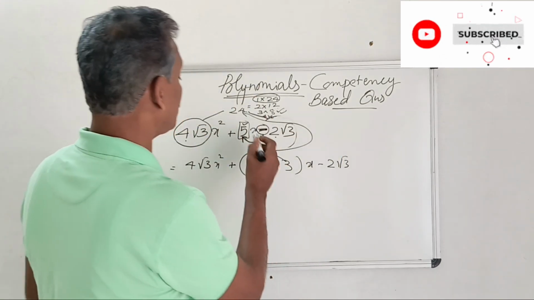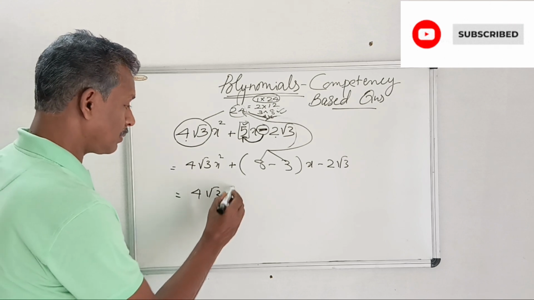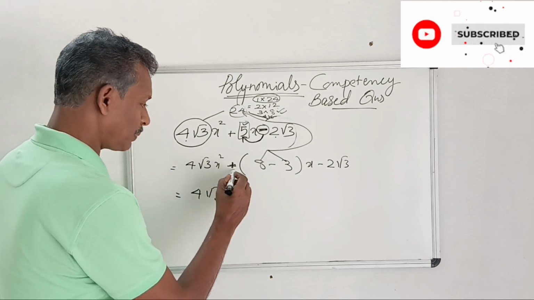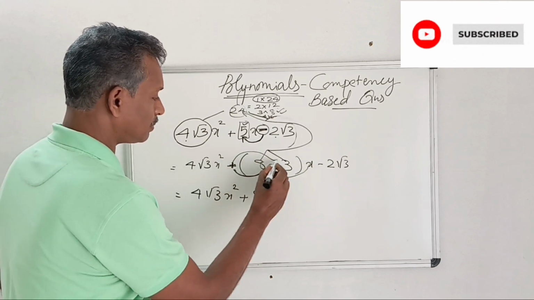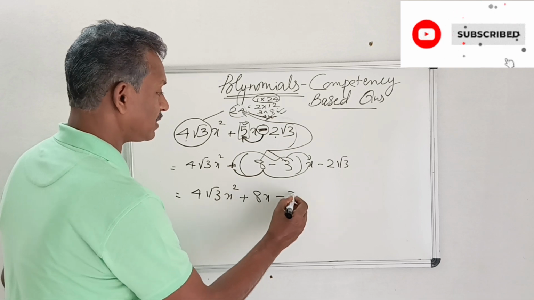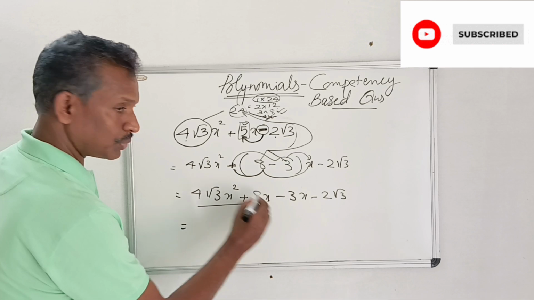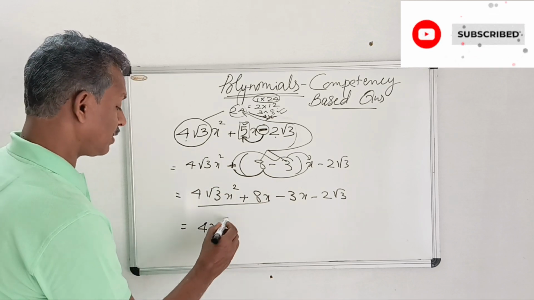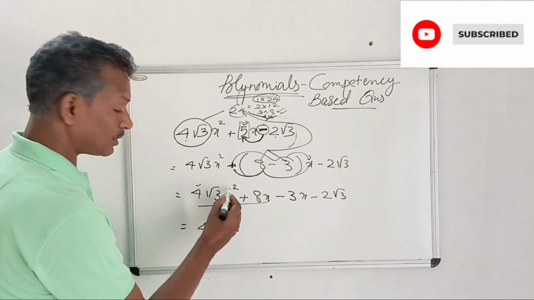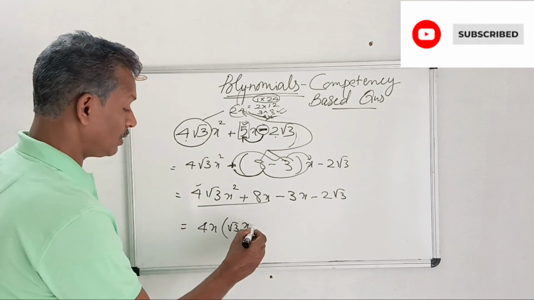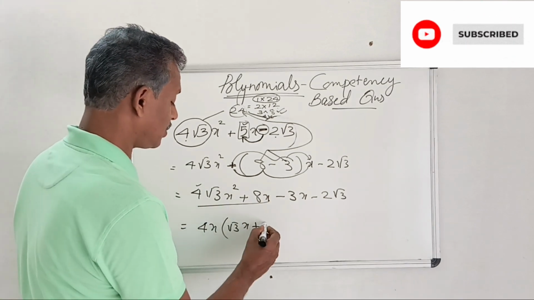Whatever you get as the product, that product you should get. 4 root 3 x square plus, open this bracket with plus 8 into x, it is plus 8x, plus minus 3 into x, it is minus 3x minus 2 root 3. Take the common factor from the first two terms, it is 4x, and within the bracket 4 is taken common, so root 3 is left out. From x square x is taken common, so x is left out, plus from 8 4 is taken common. 4 is taken common means we can divide 8 by 4 and you get 2.